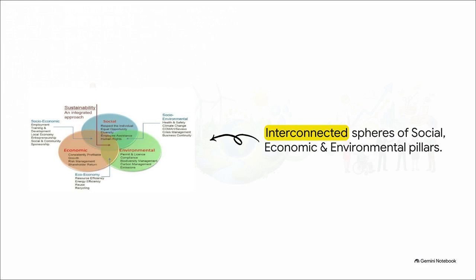Look at the socioeconomic zone on the left. This is where things like employment, training, local economy, and entrepreneurship live. Now, check out the bottom intersection, the eco-economy zone. This area is all about resource efficiency, energy efficiency, reuse, and recycling. And finally, over on the right, the socio-environmental zone covers crucial things like health and safety, climate change, and crisis management. True sustainability? It sits right there in the dead center, where all 3 of these spheres overlap.